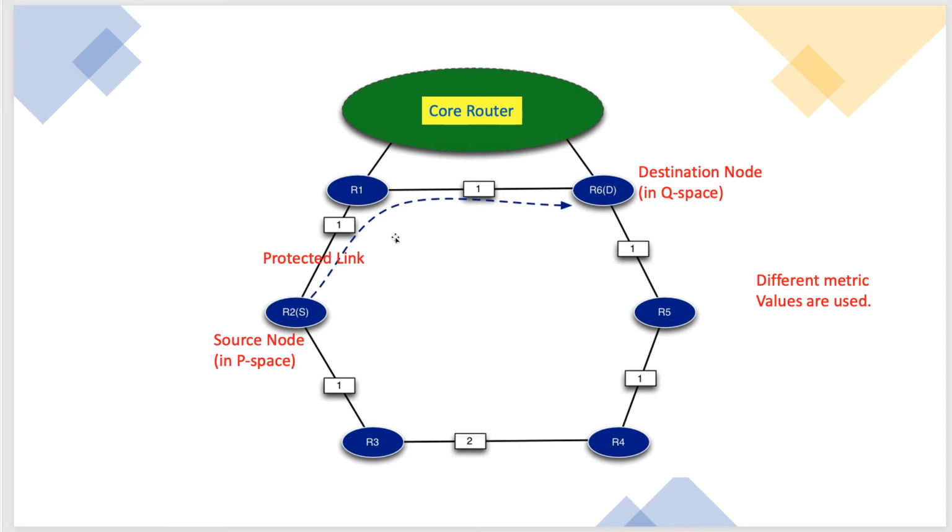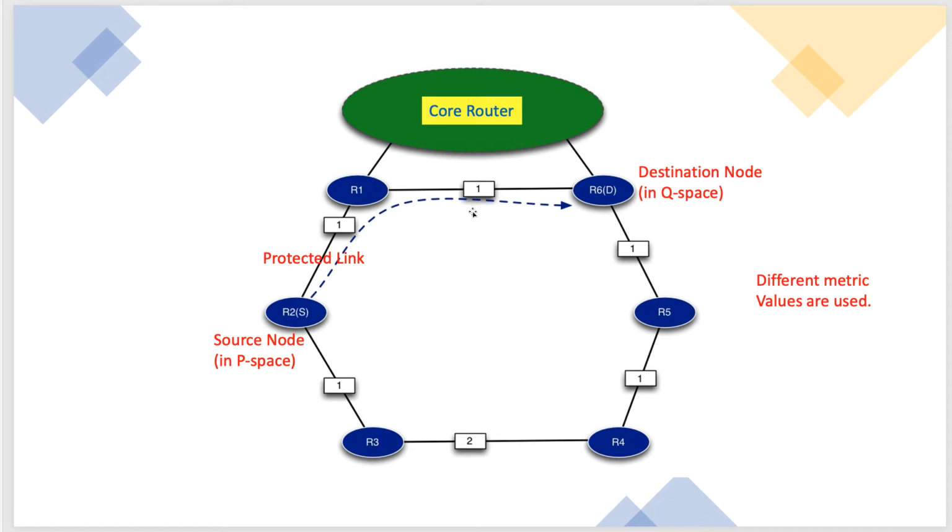In these six routers, we are using node R2 as our source node, which belongs to our P space. And then we have node R6, which is our destination. So the destination node belongs to our Q space. And between these nodes, we have varying metrics.